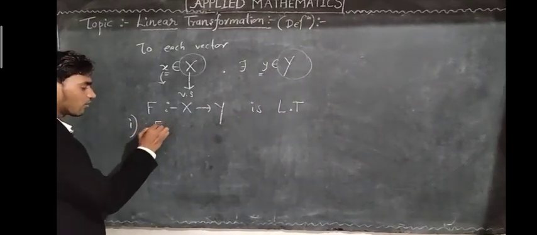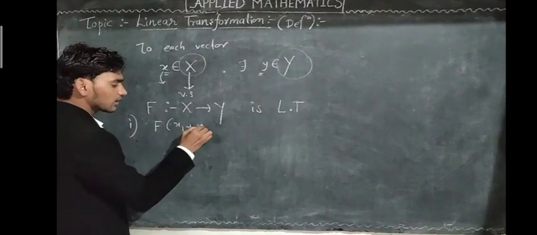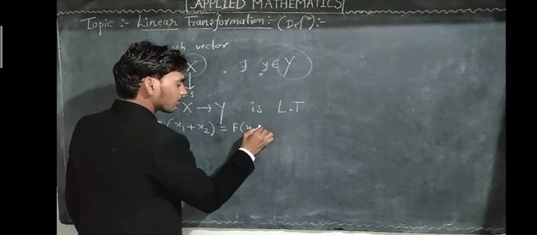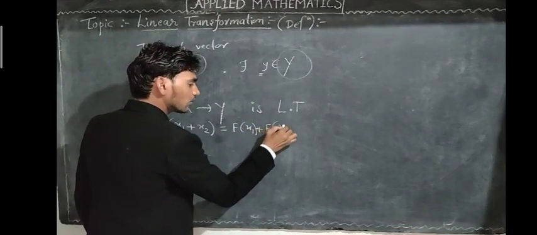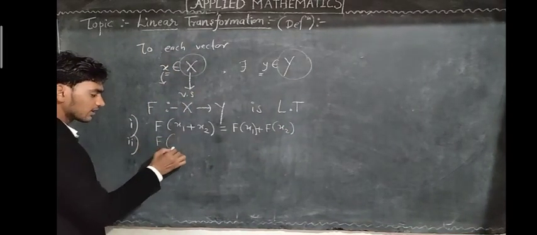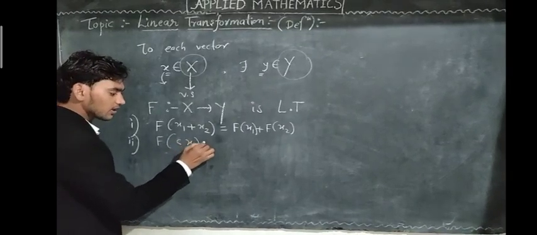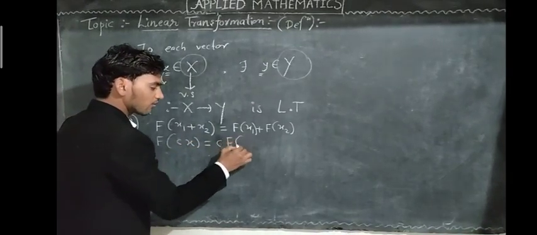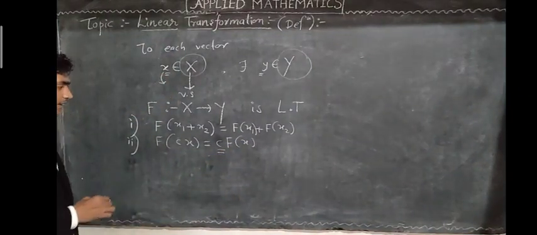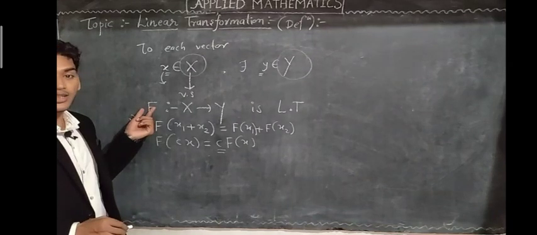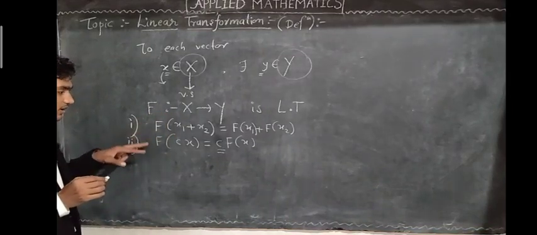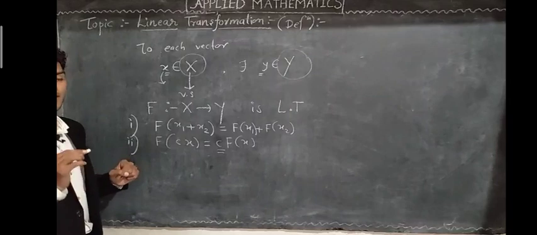one f of x1 plus x2 which is equal to f of x1 plus f of x2, and second f of c into x equal to c into f of x, where c is any scalar or a constant. So f is said to be linear transformation if it is a mapping which satisfies these two properties.